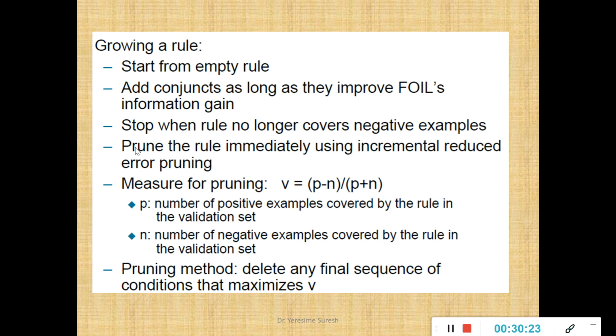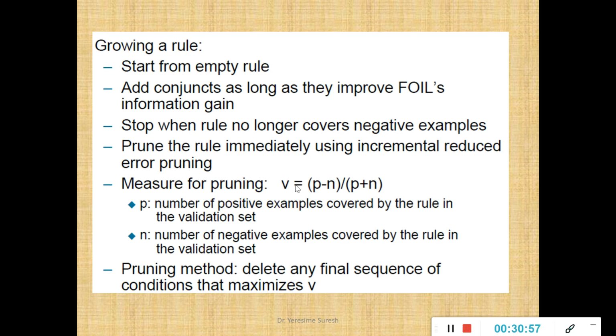After stopping, you are supposed to prune the rules immediately. How to measure pruning? The formula is given. Pruning is indicated as v = (p - n) / (p + n), where p is the number of positive examples covered by the rule in the validation set. What is validation? We have discussed: training, validation as well as testing. And n is the number of negative examples covered by the rule in the validation set. The name itself indicates pruning: delete, remove, move it to trash. Delete any final sequence of conditions that maximizes v.